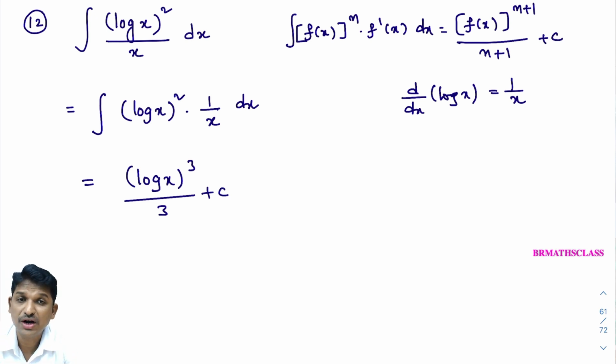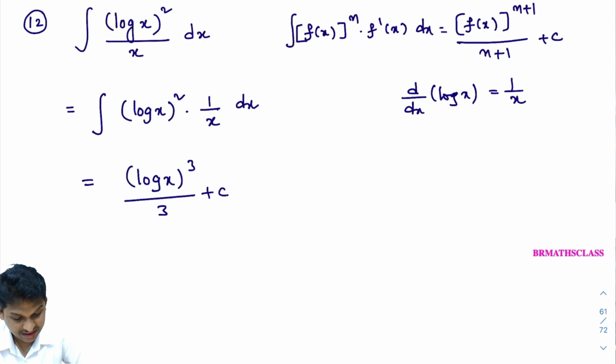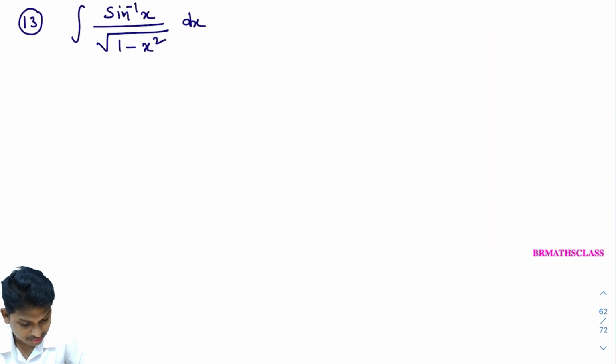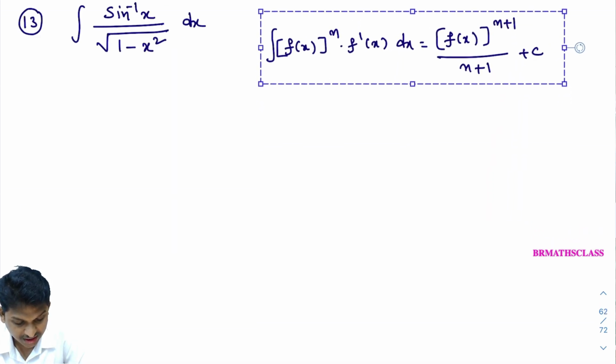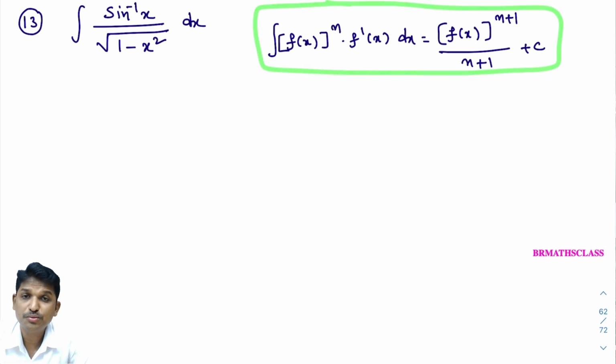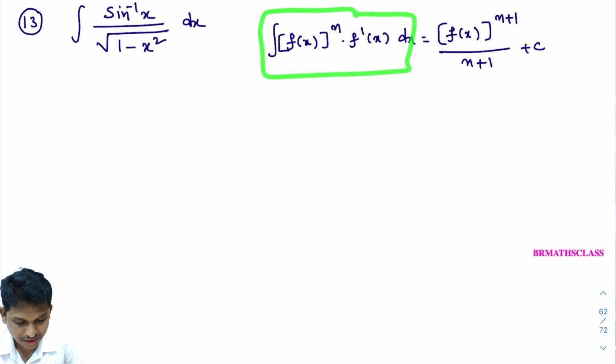I hope you understand. Now, you observe this question, and we'll carry this formula because we need this in today's class. Whatever problems I'll do, in all the problems I need this formula. Okay, this is the formula. This is the hero of the story today. You must be thorough with this formula. Integral of f of x whole power n into f dash of x dx is f of x whole power n plus 1 divided by n plus 1 plus c.